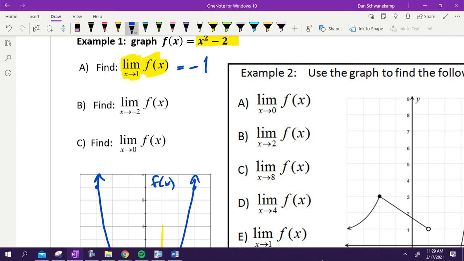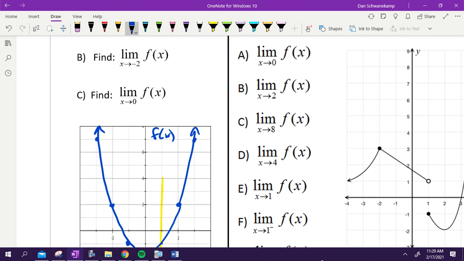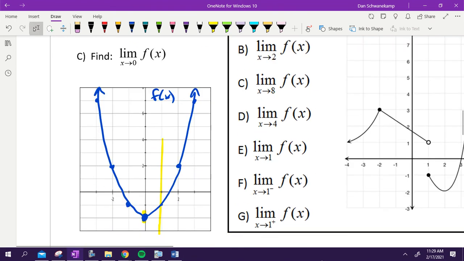And we could have done that a lot easier. They gave me an equation. They're not going to do this very much, but they gave me an equation. All I really had to do was take 1 and plug it into that equation. 1 squared is 1. Minus 2. Oh, yeah, it's -1, just like we said. We could plug in as well. Limit as x approaches -2. Here's -2 right here.